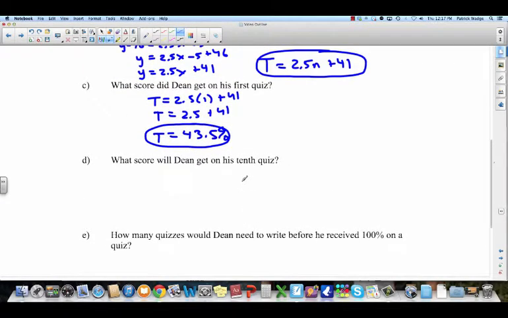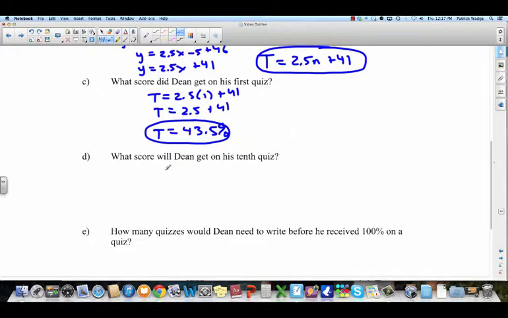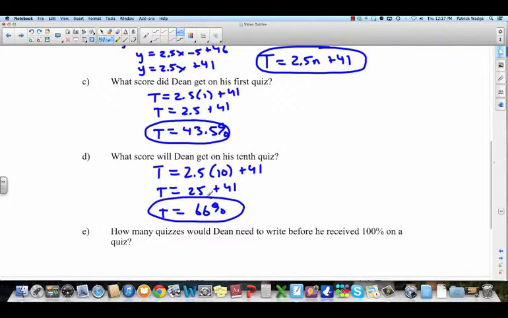What score will Dean get on his 10th quiz? Again, we're using the same thing, but we're putting 10 in. I don't know what my fascination is with the 10 in this worksheet. 2.5 times 10 plus 41. T equals 2.5 times 10 is 25 plus 41. T equals 66% he'd have on his 10th quiz.